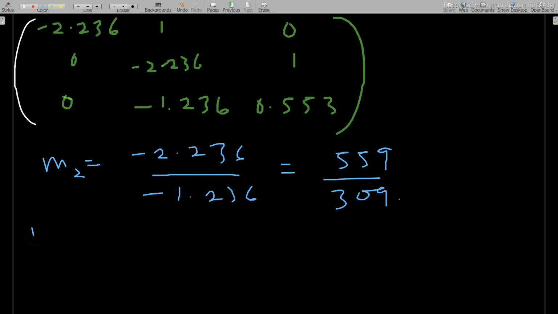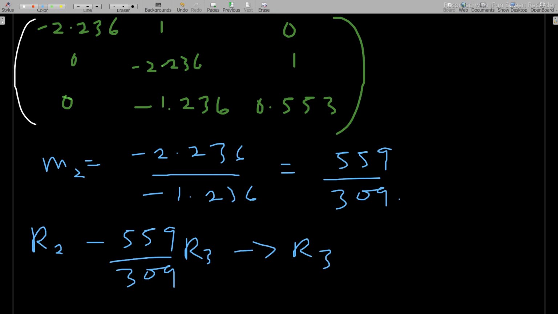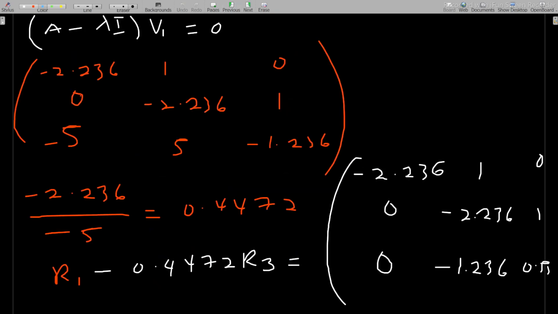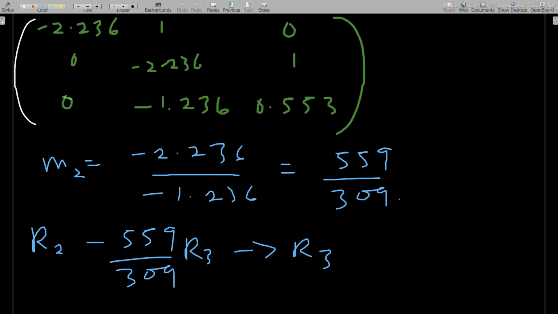So what you do is row 2 minus, since this is a positive, you negate it, 559 over 309 row 3, which should give me a new row 3. Okay, when you do that, you get a new matrix of this form.